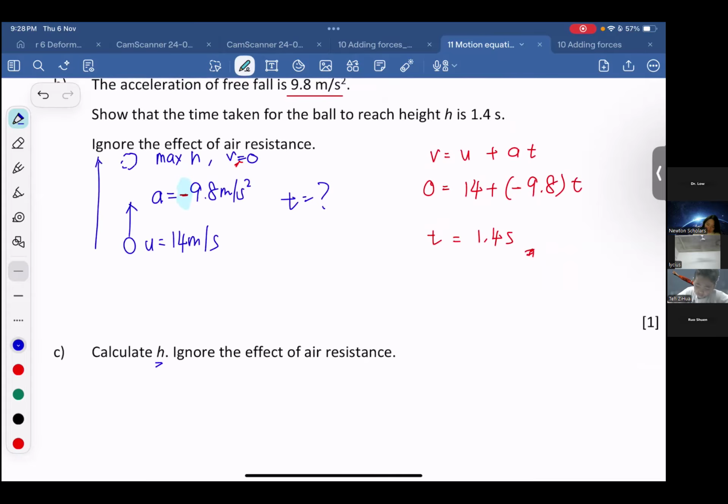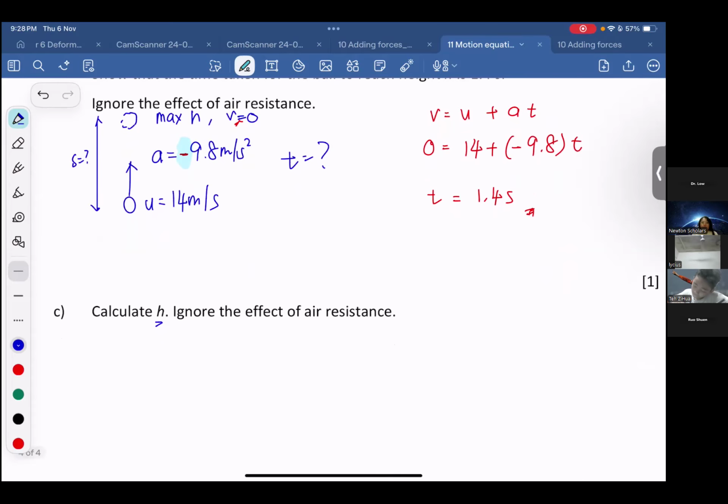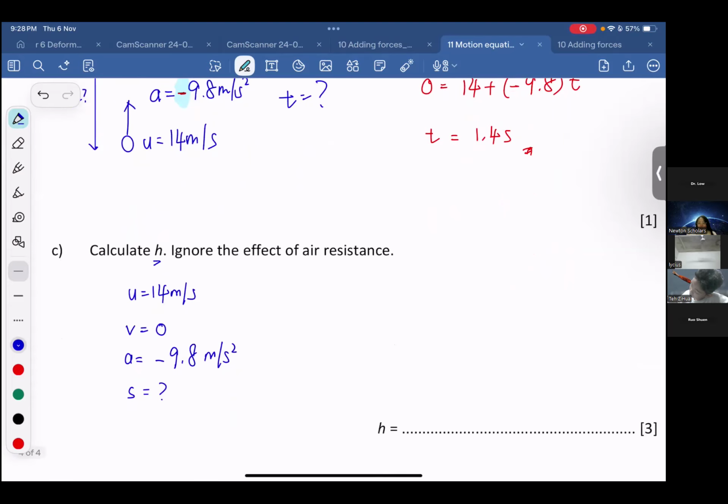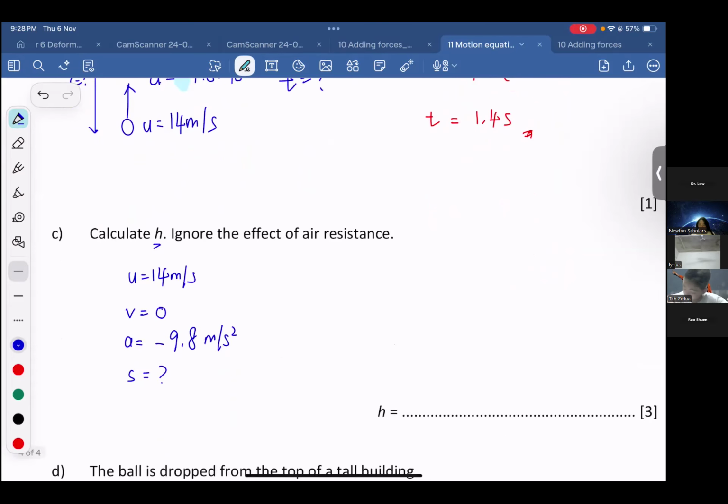Can you help me to calculate what is your h? H is the height, which is the distance traveled, which is your s. As I told you, we're always using the information provided by the question. I know my u is 14 meter per second, my final will be 0, and my acceleration is negative 9.8 meter per second square. I want to find my s. What formula do you use and what is your answer?